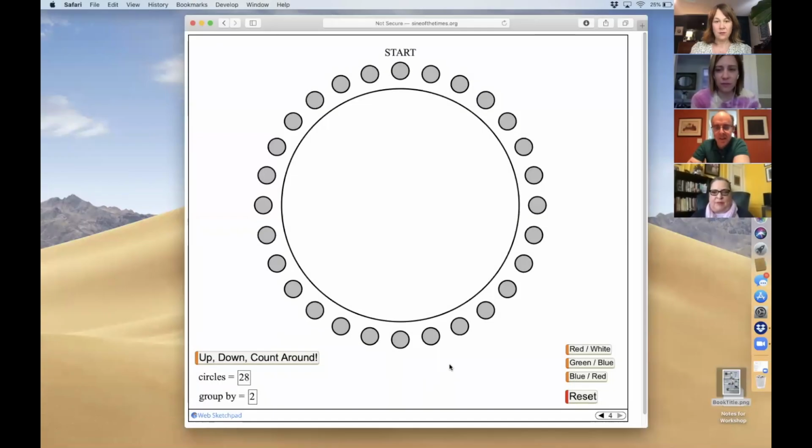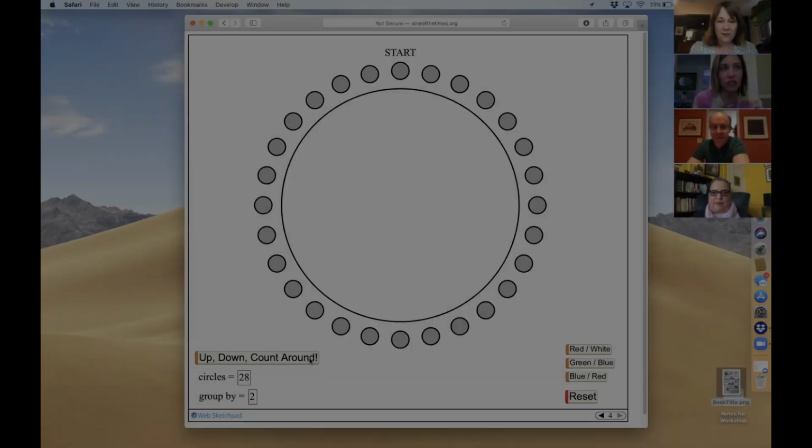So here is the last page of this game, and you'll notice in the lower right corner, there are some buttons here to change the colors of the circles. So we've built in this feature because there are different chants that children can say as they play this game. So here's a particular chant that works with blue and red.